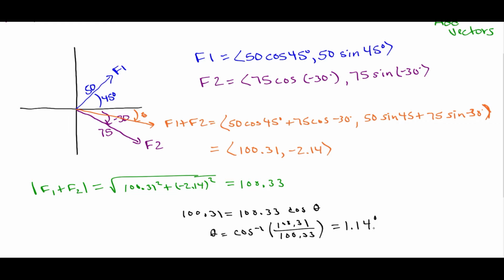Now remember, with direction angles, you always have to pay attention to the quadrant, so 1.14 degrees would actually be in quadrant 1, and I know that my resulting force is in quadrant 4, so I know that I really need to take the negative answer here. So my theta is negative 1.14 degrees. So my magnitude is 100.33 pounds, and my direction angle is negative 1.14 degrees.